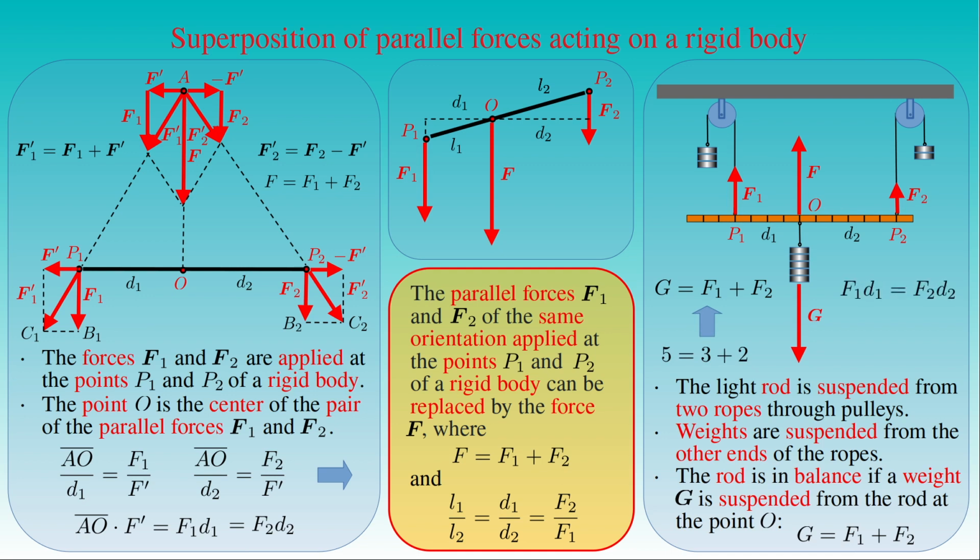Similarly, the equation stating that F1 times D1 is equal to F2 times D2 holds as well, as its numerical form shows that 3 units of weight times 4 units of length is equal to 2 units of weight times 6 units of length. Now we discuss an example where we determine the superposition of antiparallel forces acting on a rigid body.